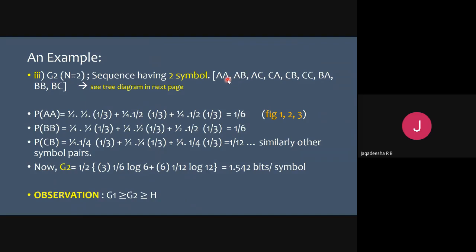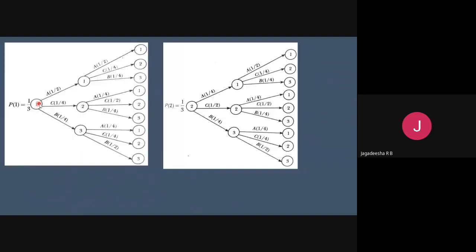Basically, we can generate all these size 2 symbols, the different combinations, from all the states. That's what we are going to calculate here. For example, C and B, how to generate C and B. You just refer to the tree diagram and understand how to generate CB. For example, from the first state, it can generate C here, and where is B? This is here. So it is 1 by 4, 1 by 4.